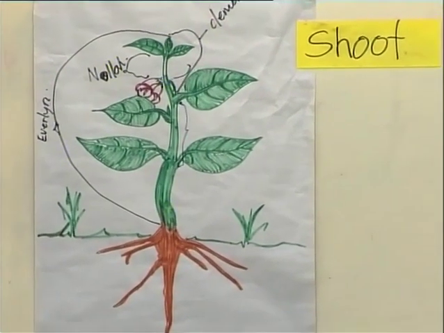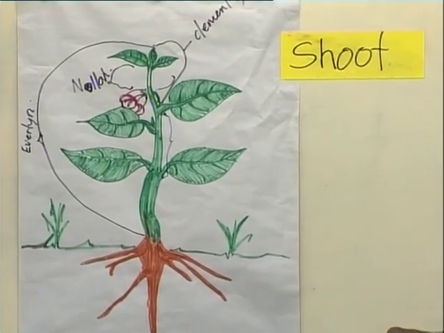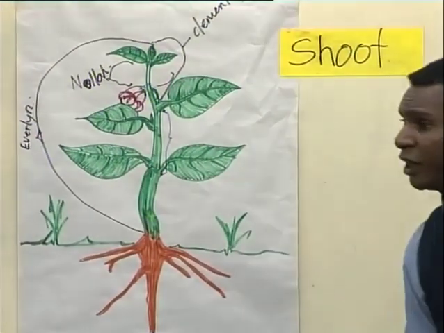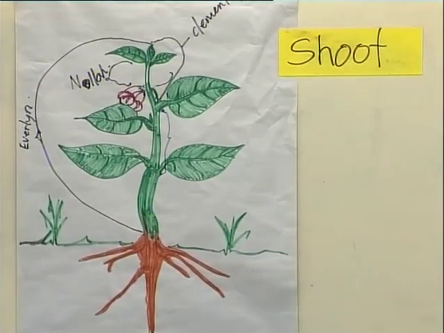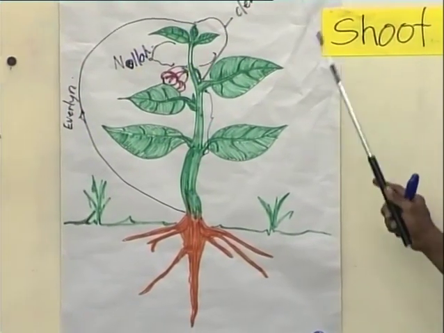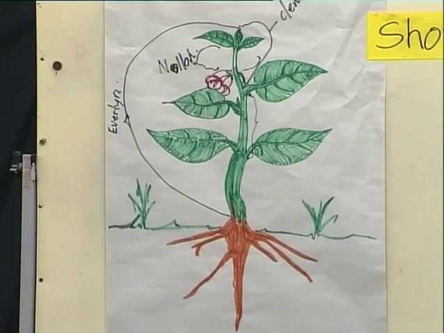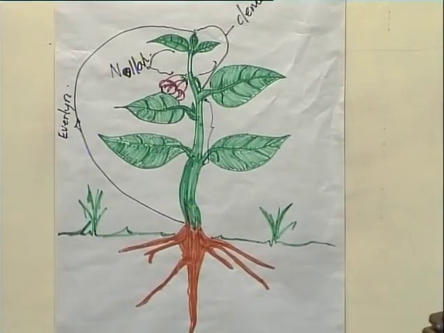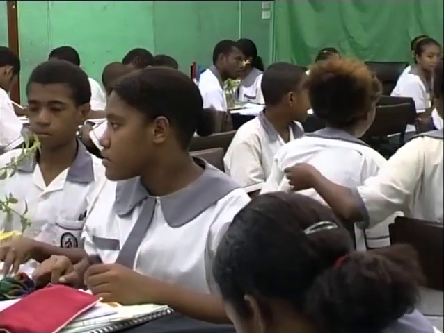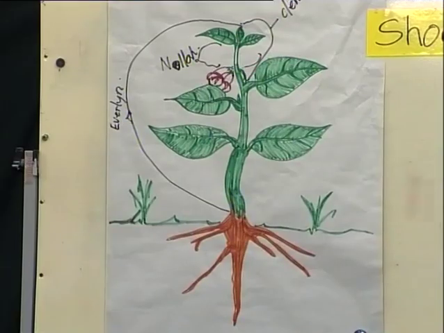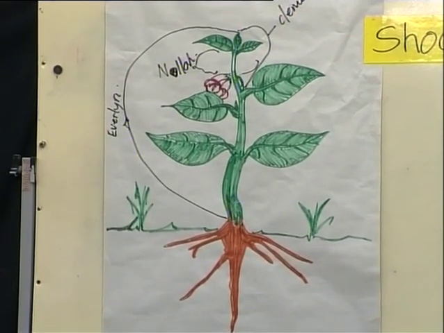let's go back to our diagram here. Where do you think is the shoot? Which part of the plant that these three groups have named is the shoot? Is it either Nola's group, Clement's group, or Evelyn's group? Whose group do you think is correct? Clement's group? Evelyn's group. Why do you think Evelyn's group is correct? Because the whole part of the plant. The whole part of the plant is?